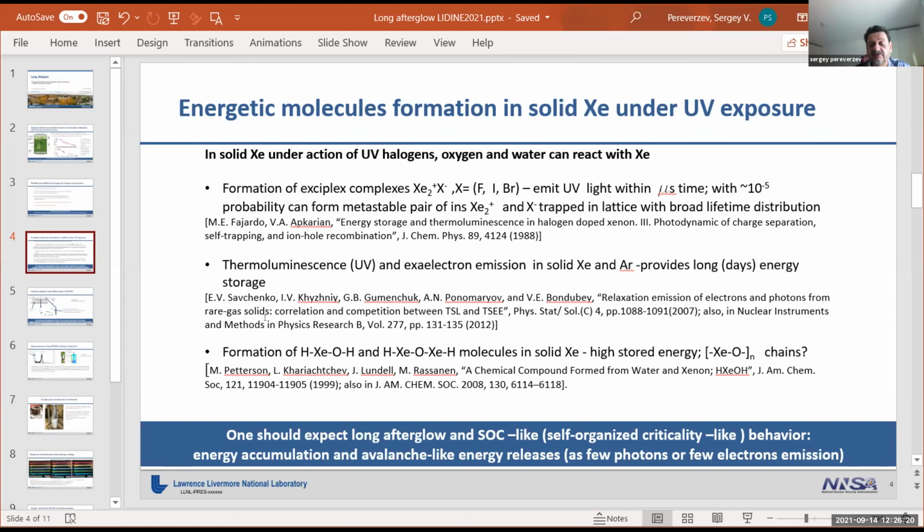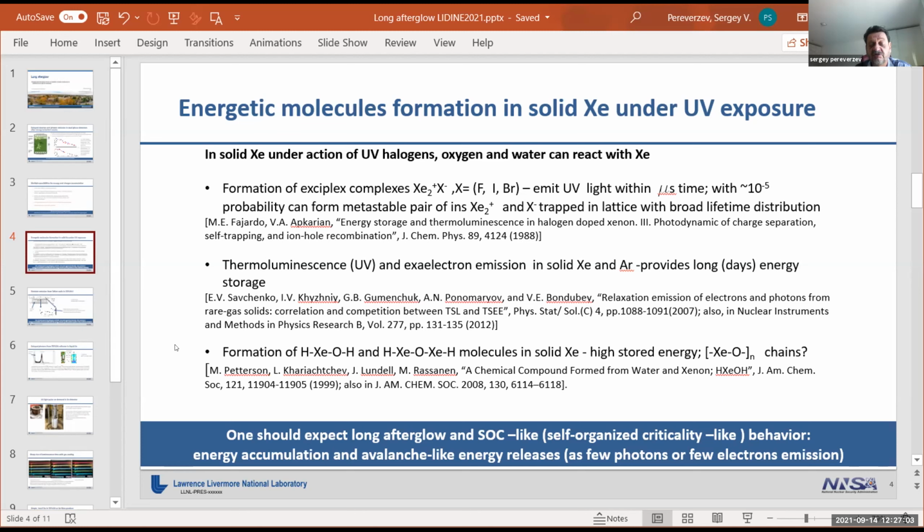This is quite old data, known for a long time. More recent data shows that if you have water impurity in solid xenon, then under the action of UV light, you can form molecules containing 1 or 2 xenon atoms, and they contain a lot of energy, and actually they are stable molecules. But likely because of diffusion, they can collect together or interact with other impurities and can release this energy either as light or ion emission.